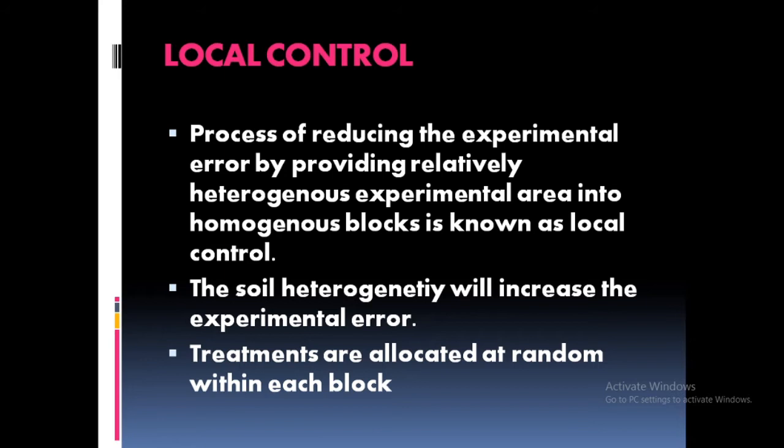When you are conducting an experiment in a field, soil heterogeneity will be there. That increases the experimental error. One part of the plot has highly fertile soil, another part has less fertile soil. Even with the same variety, growth will be different in the two parts of the plot. So you have to avoid it. So treatment is allocated at random within each block.